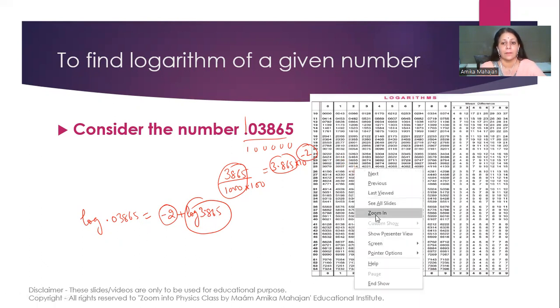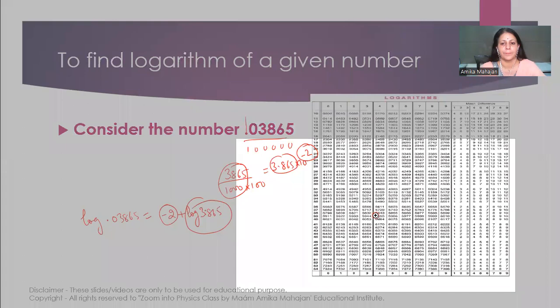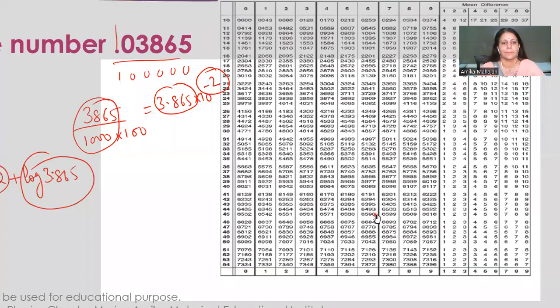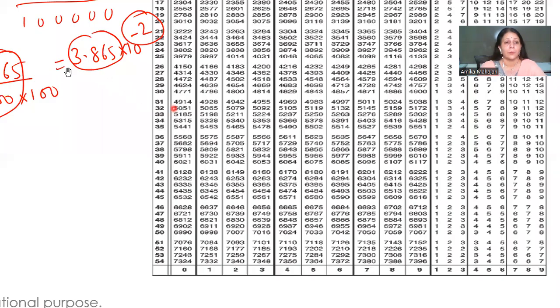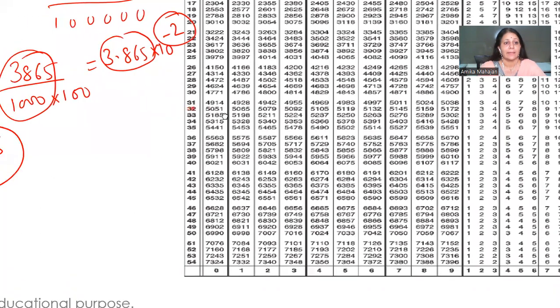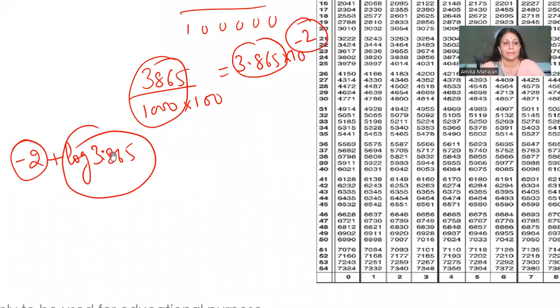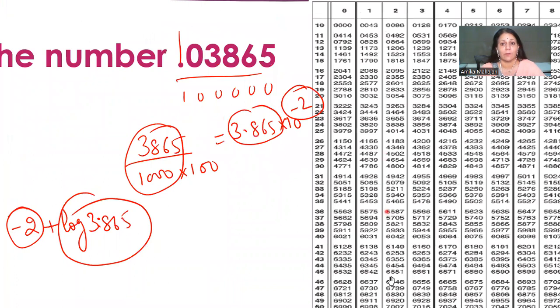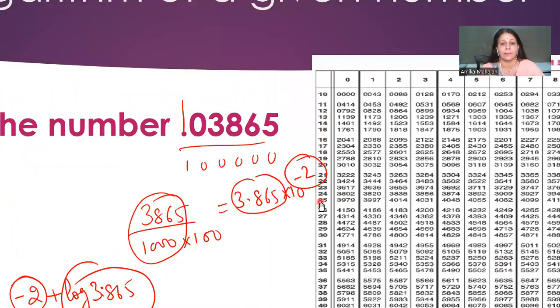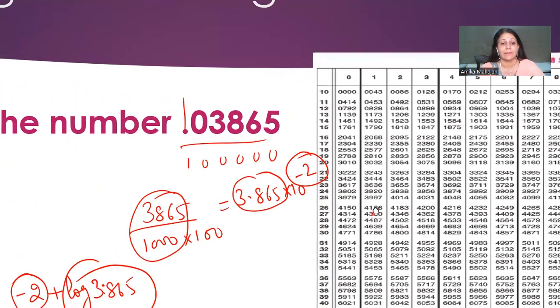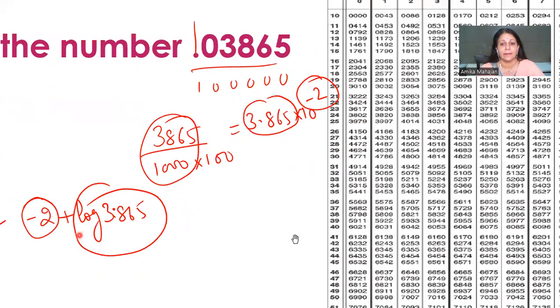Let's zoom in on this log table. I told you that when I write like this, I consider the mantissa. I ignore this decimal. I will take the first 2 digits, that is 38. 38 will tell which row you have to take from this log table. These are the rows 10, 11, 12, 13, 14. The first 2 digits here are 38, so I will consider this row 38.